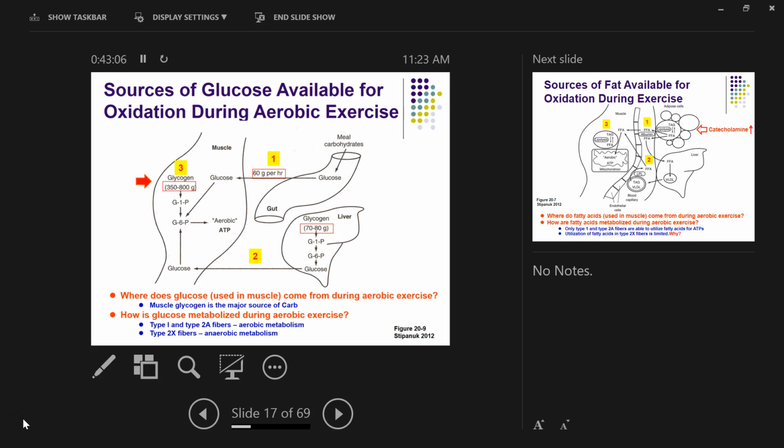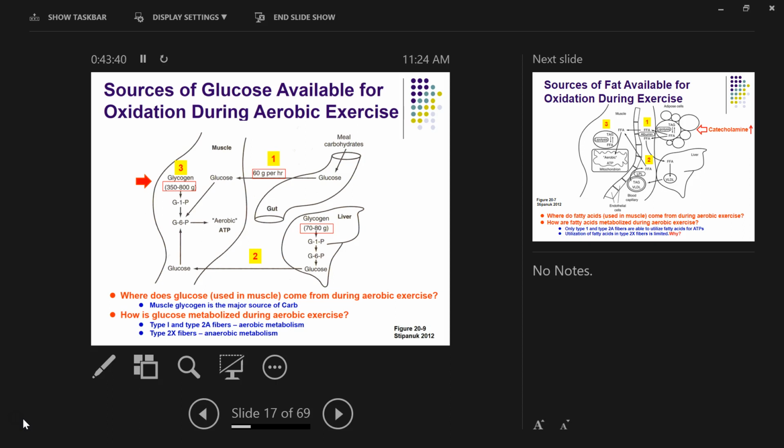So I listed two questions that I think are important. I hope you can understand and remember. First, where does the glucose used in muscle come from during aerobic exercise? Three sources, and the most important source is muscle glycogen, right? And the second question, how is glucose metabolized during aerobic exercise in the muscle?